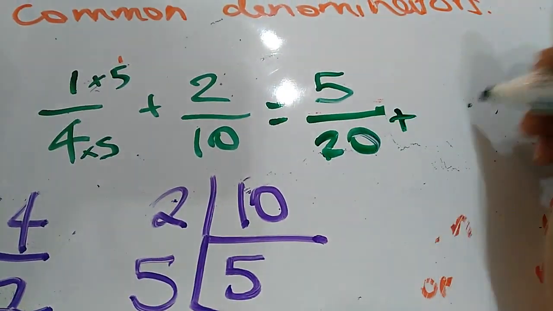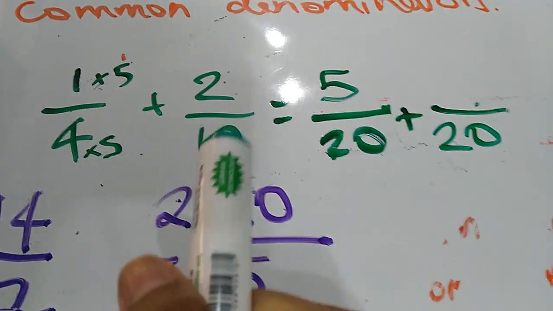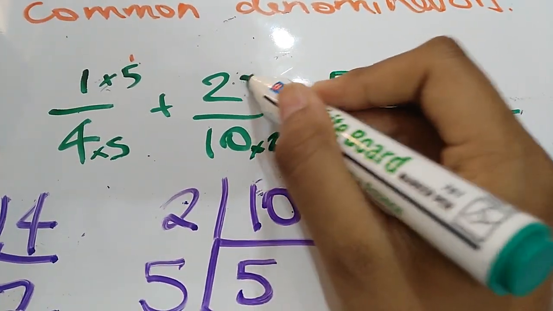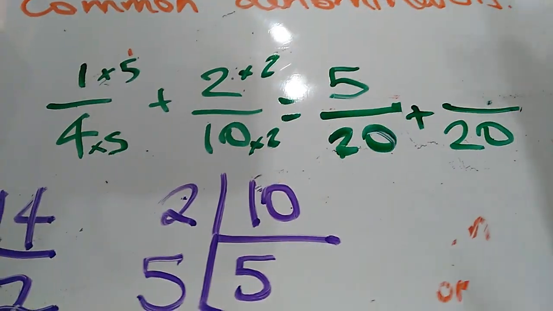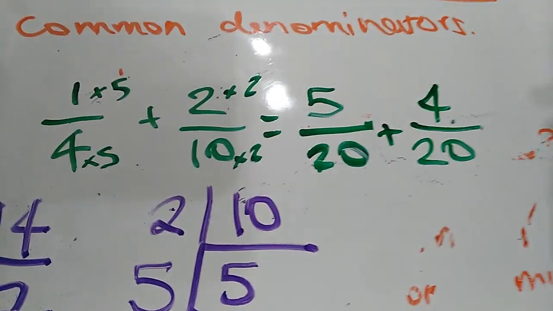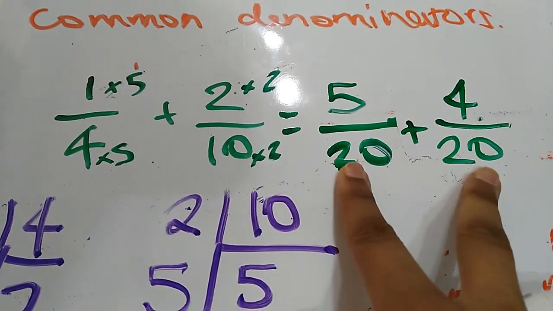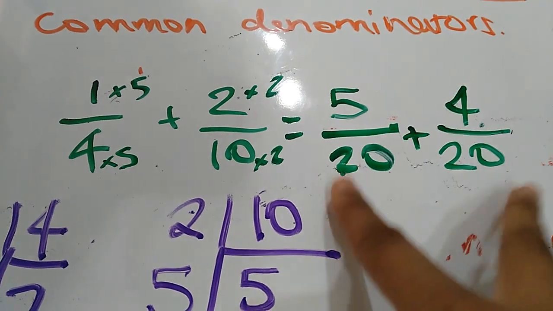And I want to do the same to the next one. So 10 times 2 gives me 20. So I have to do the same to the top to make sure that the value of both fractions are the same. So 2 times 2 is 4. So this fraction is equivalent to that, and that fraction is equivalent to that. And now both of these fractions have the same common denominator.